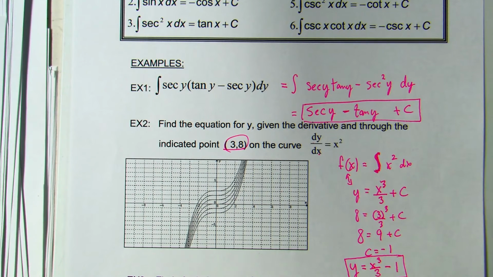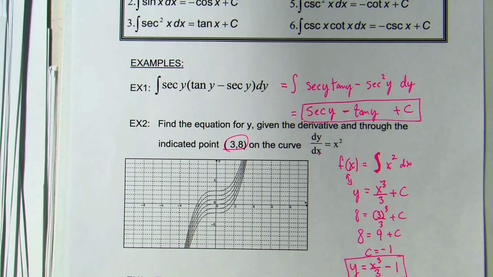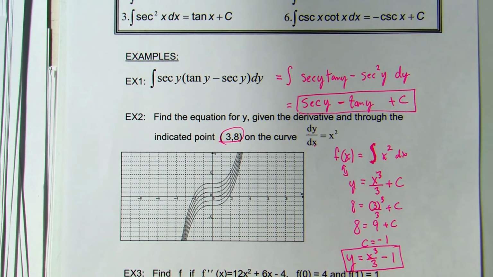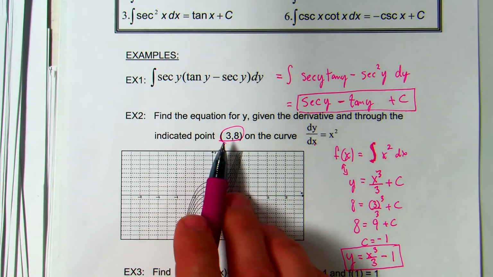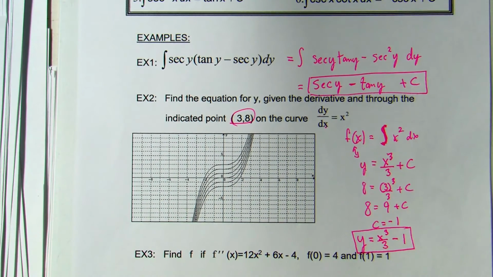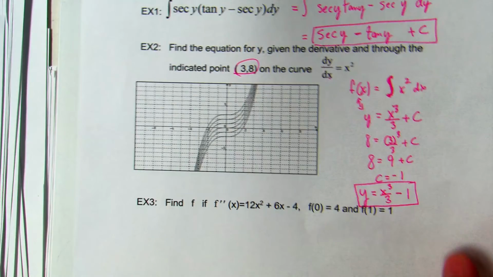And that's it. Not too much involved in that one. Again, we're just finding c from the given values that they presented here for 3 and 8. The point at 3, 8. All right, now example 3.